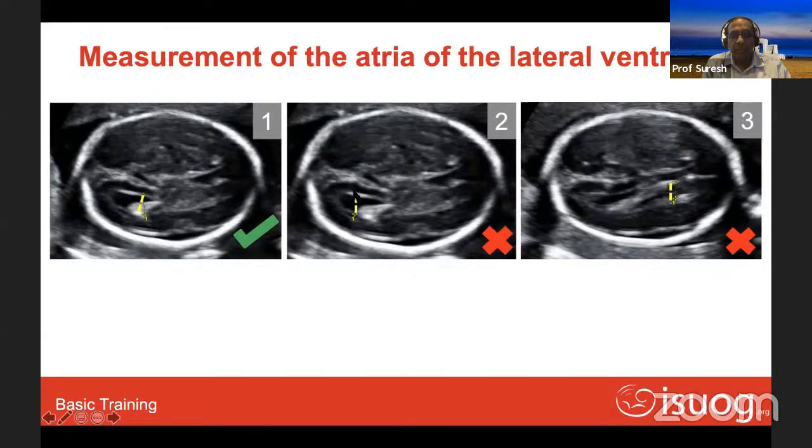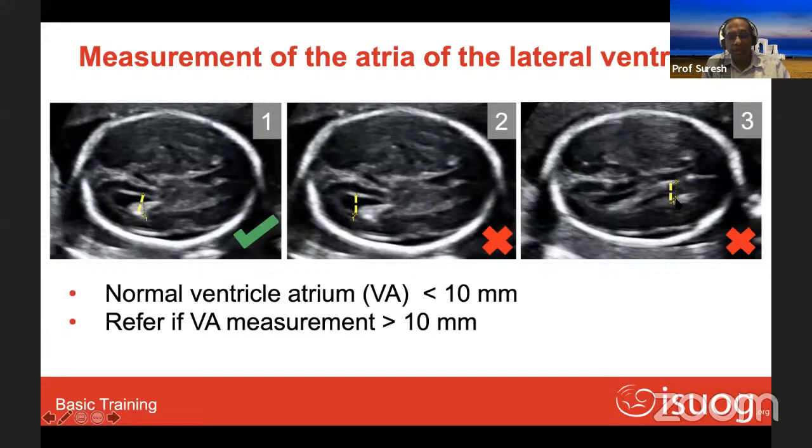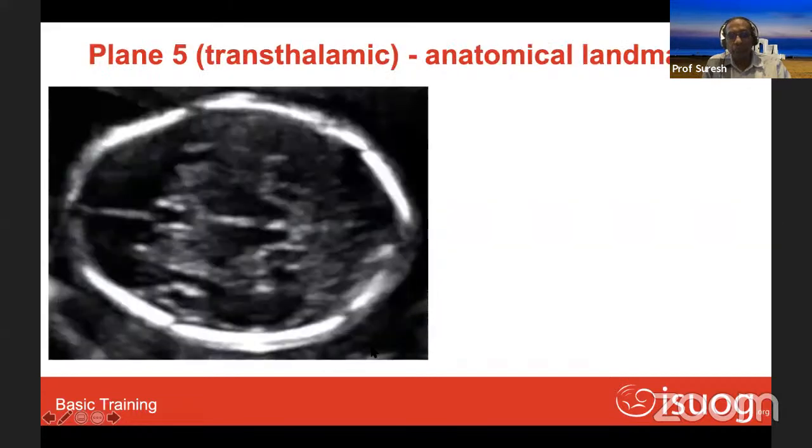Here the calipers are placed perpendicular to the floor or the couch. And here we have taken it from the midline and it's completely wrong because the occipital horn is not well defined. So the normal ventricle is less than 10 millimeters in measurement. And if it is more than 10 millimeters, the patient should be referred for further opinion.